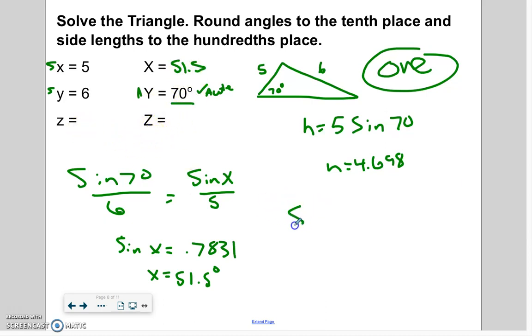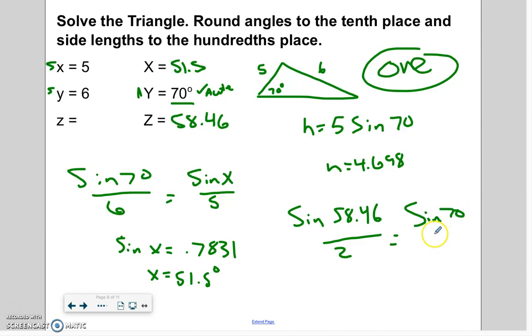And then again, we would do 180 minus, you get 58.46 for z. So we're going to go sine of 58.46 all over z is equal to sine of 70 over 6. And we cross multiply. We should realize that this z value needs to be smaller than 6, but it has to be greater than 5 because of the angle measure. Bigger the angle, bigger the side. So I'll leave that one up to you when you solve that one.